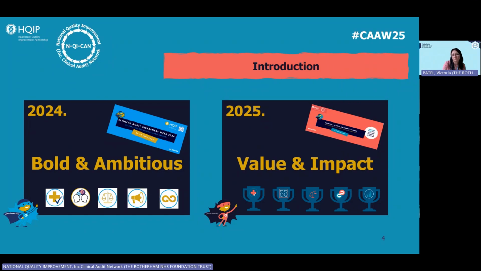So we've got to act now on healthcare inequalities using clinical audit, because that evidence shows that disparities in healthcare access, diagnosis and treatment are persistent, measurable and worsening, and clinical audit is one of the most effective tools that we have to address them. So going back to that then, it's stressing that continued, be bold and ambitious message, but now adding in that value and impact. So next slide, please.